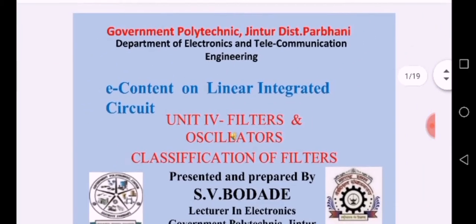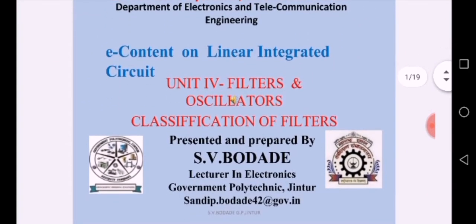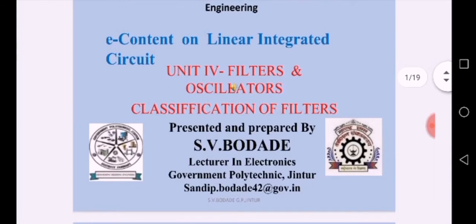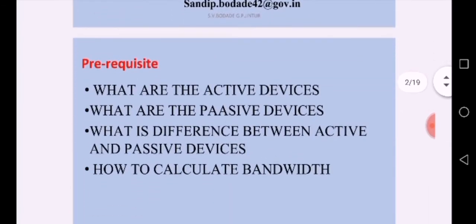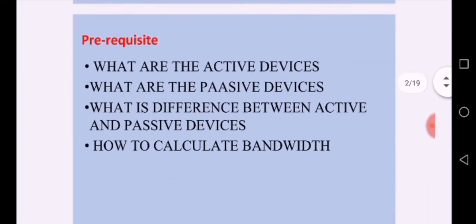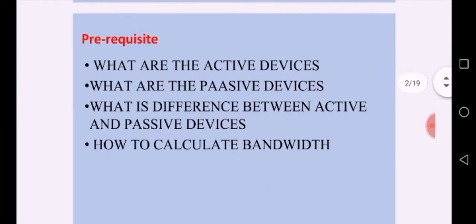This is an e-content developed on linear integrated circuits. It is unit number 4, filters and oscillators, and the topic is classification of filters. What are the prerequisites? What are active devices? What are passive devices? What is the difference between active and passive devices? How to calculate the bandwidth?